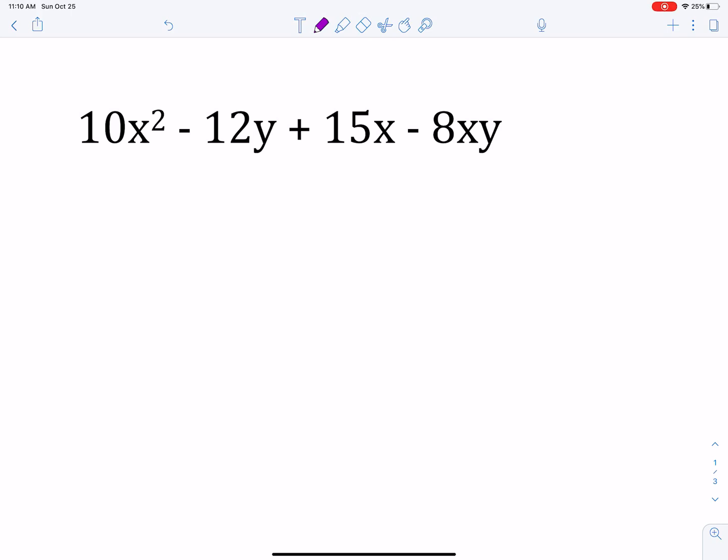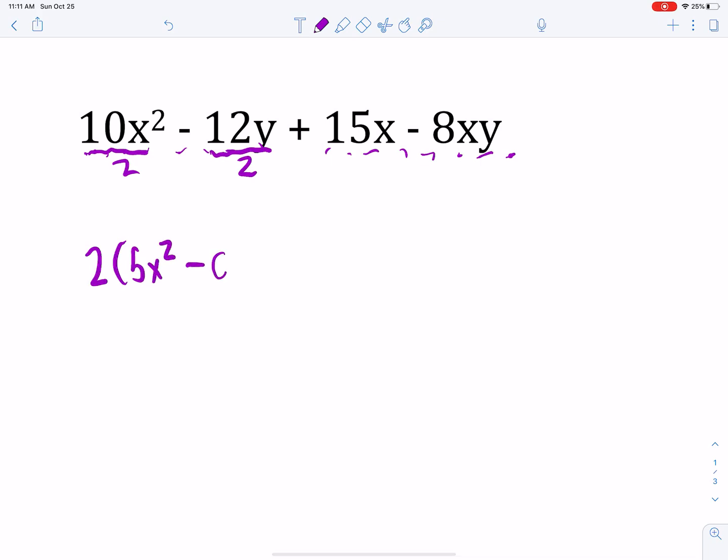All right, so looking at this one here, let's see. There's not anything that they're all divisible by. All right, so let's try grouping this way. And let's see if we can factor it like this. Here, from the first two terms, it looks like we could factor out a 2. And when we do that, dividing them both by 2, we would be left with 5x squared minus 6y.